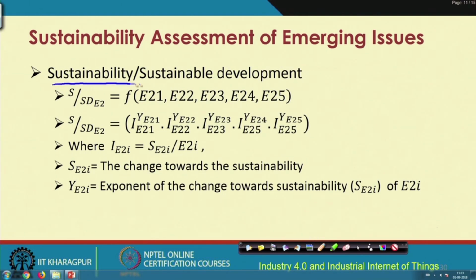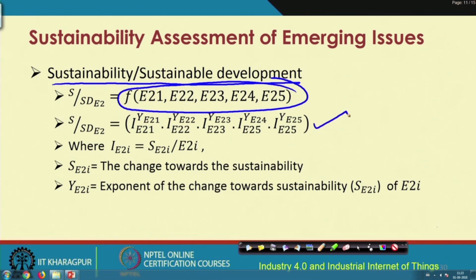S over SD is sustainability over sustainable development, and it is a function of all these parameters, right. All these parameters that we have seen in the previous slide can be rewritten as a function of all these I's, where I equals S over E, and S is the change towards sustainability, and Y is the exponent of the change towards sustainability, S of E. So, this is the overall formula that we wanted to arrive at.